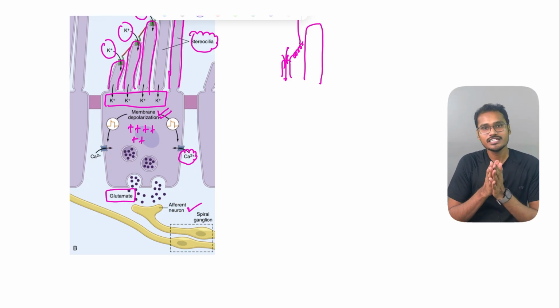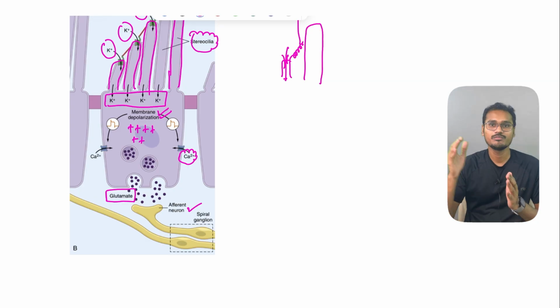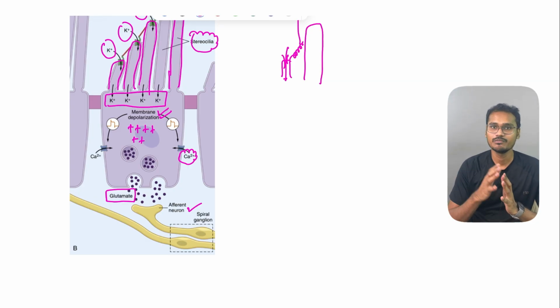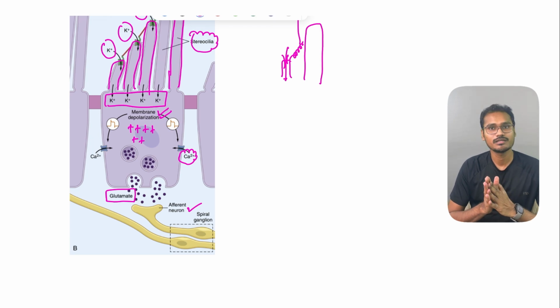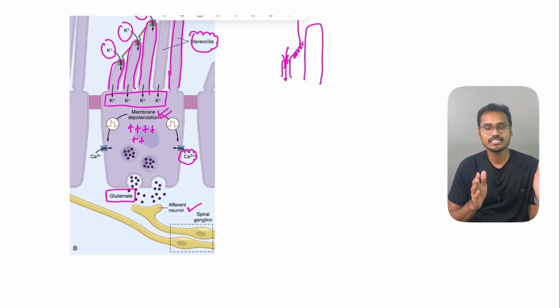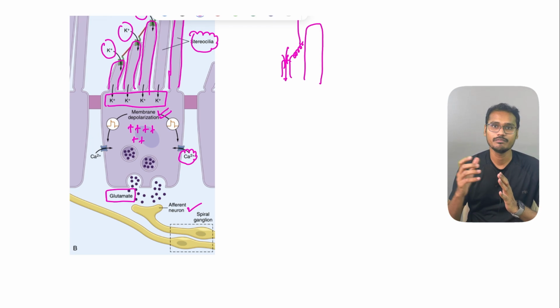So now we have reached here. Next we are going to understand how this auditory pathway is going to track and take it to the brain. So that we will do in a separate video. So this is the basic functional anatomy of the ear. We have started with the external ear and ended with the internal ear and the membrane potential.